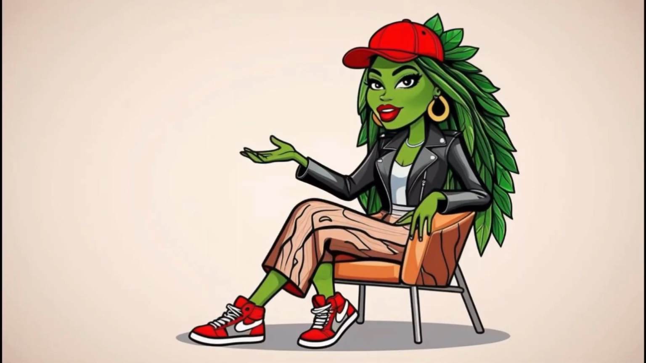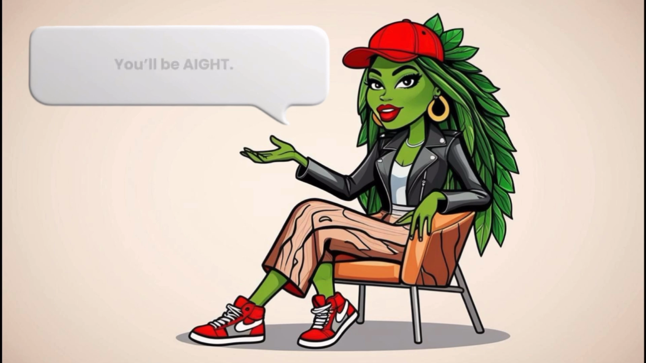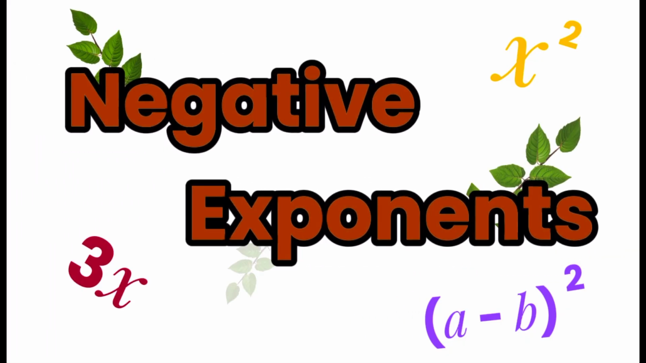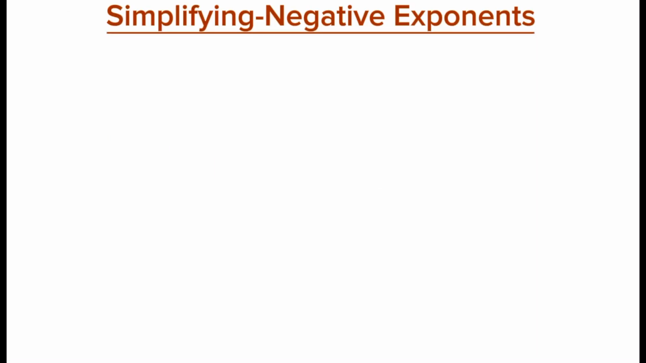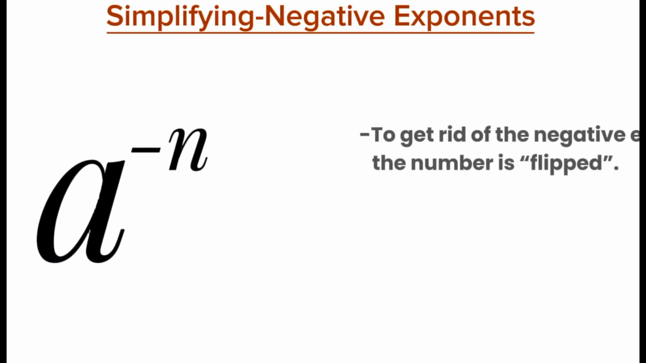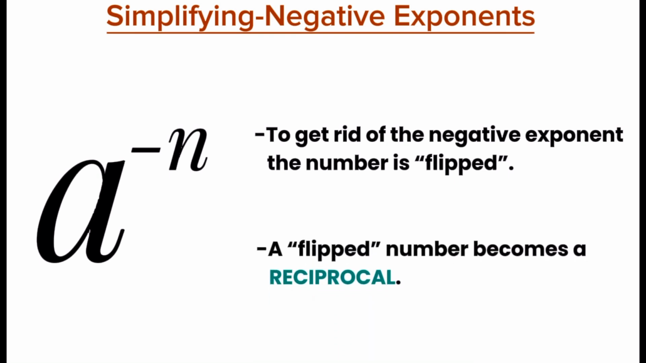Okay, but seriously. Negative powers look like an injustice to sanity. But to fight 'em, flip 'em. You'll be alright. If you have a number like a to the power of a negative exponent, then that number is flipped, or it becomes a reciprocal.